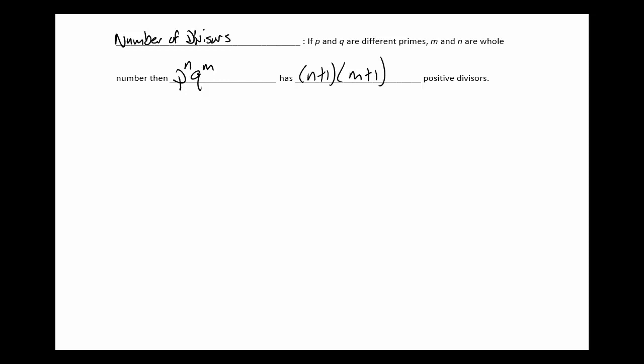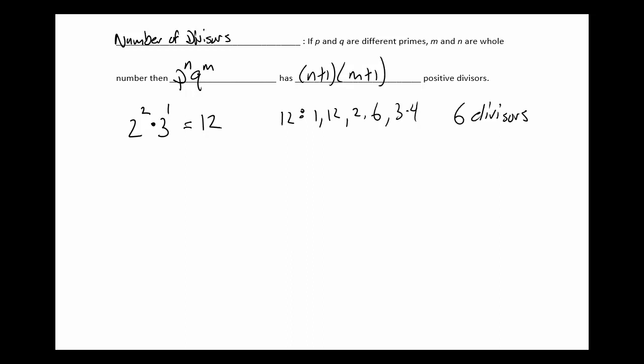Let's take something like 2 squared times 3 to the first. 2 squared is really 4 times 3, so we're really looking at the number 12. Now, we did this earlier. If I break 12 up into its divisors, that's 1 times 12, 2 times 6, and 3 times 4, right? So there are 6 divisors, 6 numbers that go into 12 evenly.